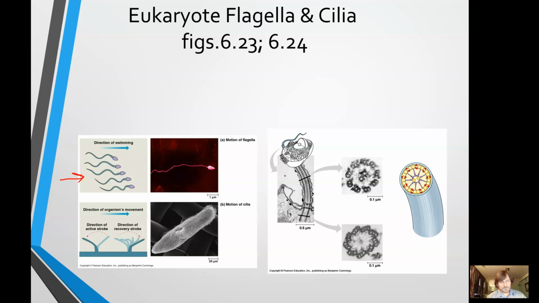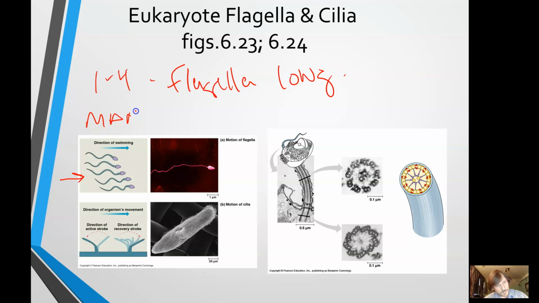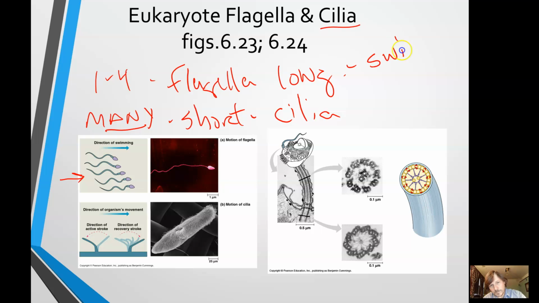And there's two types. If there's just one to 4, it's flagella and they're long. If there's many of them and they're short, those are what we call cilia. A flagella is for swimming. It propels the cell. Cilia can do two things. They either can do swimming, or they can move things along the surface of a cell.